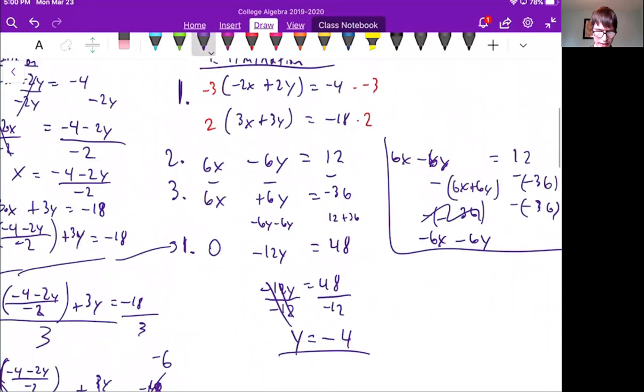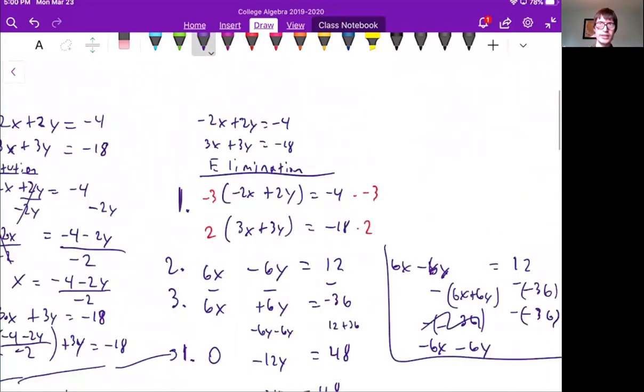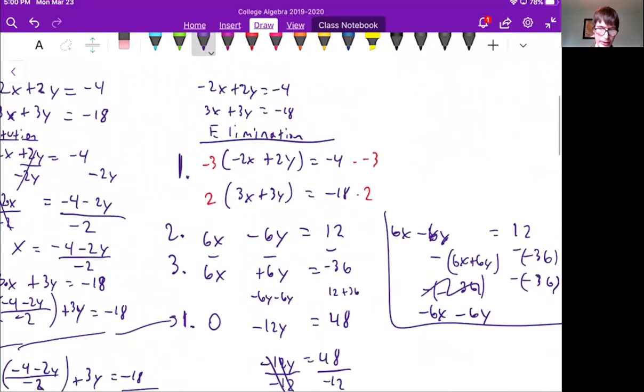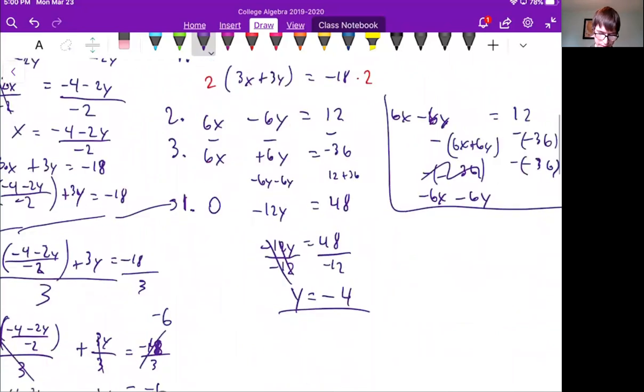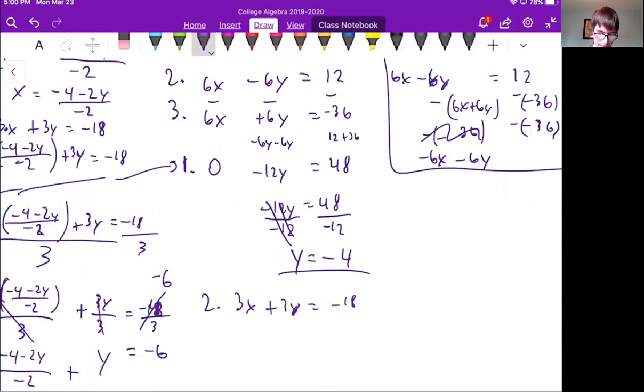You know what, for this problem, let's try the other equation, just to show you it does the same thing. If we do 3x plus 3y equals -18, this is step 2. We're going to substitute in. It doesn't matter which equation we chose; we just chose this equation this time. I'll plug in -4 for y. So we get 3x plus 3 times -4 equals -18.